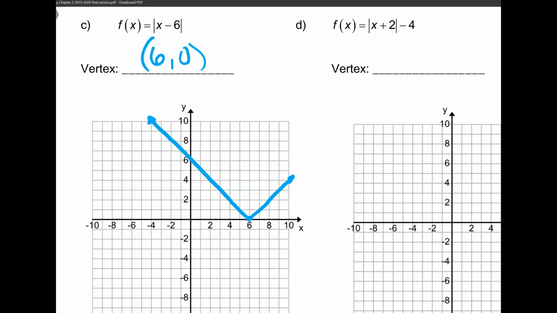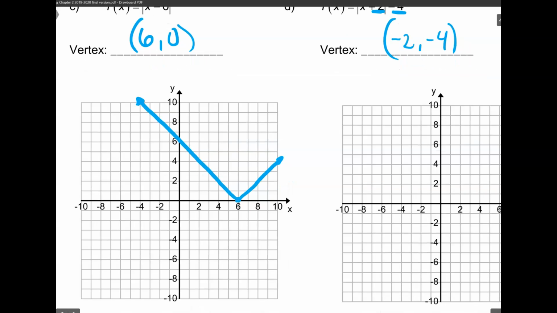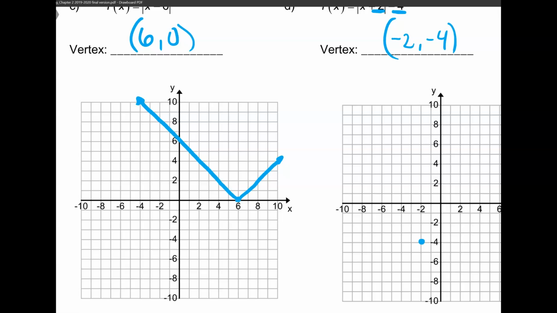And then what about the vertex for D? That way you only have 6 problems to do. What about the vertex here? So what's the transformation? Is it -2, -4? Exactly, -2, -4. Our new vertex just says how much did we move horizontally? Left by 2. How much did we move vertically? Down by 4. So I go to -2, -4. And then I just draw my absolute value function starting from there, with a slope of 1 going all the way to the end of the graph.